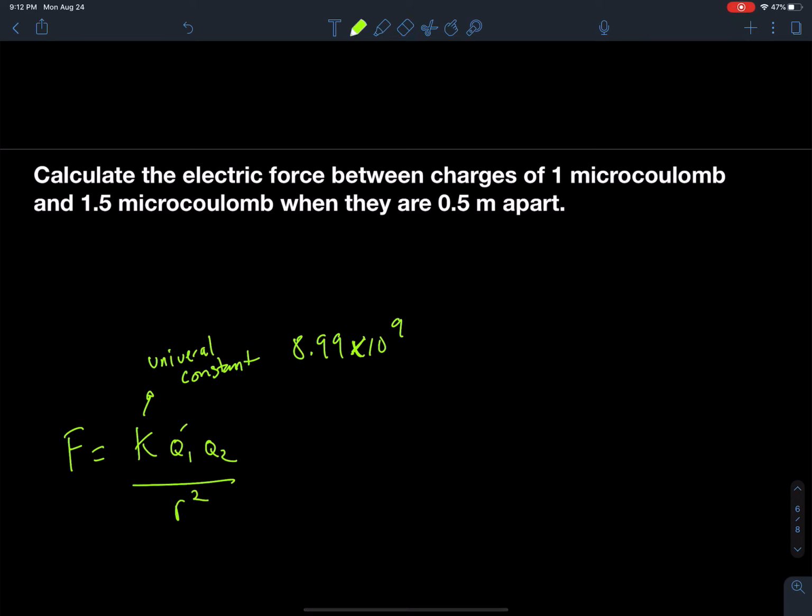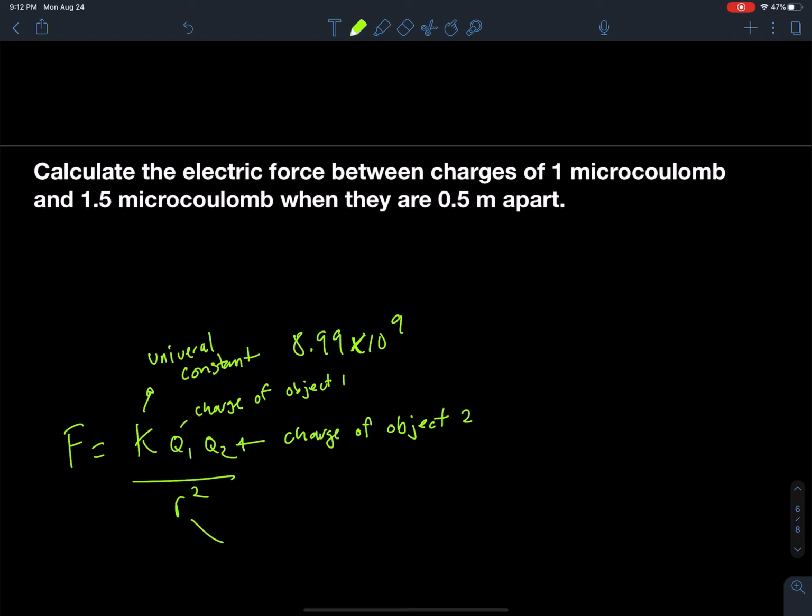the charge of object 1, and Q2 is the charge of object 2 in coulombs, and R is the distance separating them, measured in meters. This is in coulombs. And 8.99 times 10 to the 9 is dimensionless, and that gives me the force in newtons. Okay, so hopefully you've written that down.